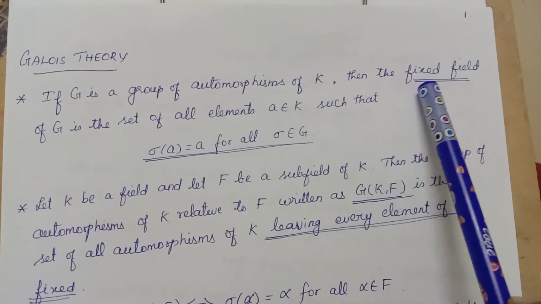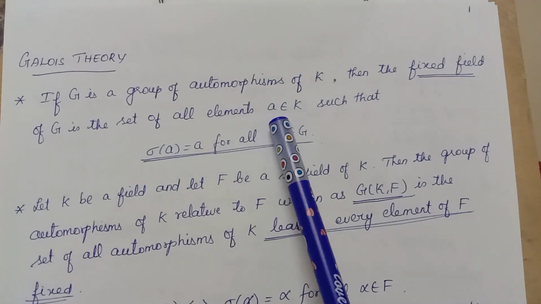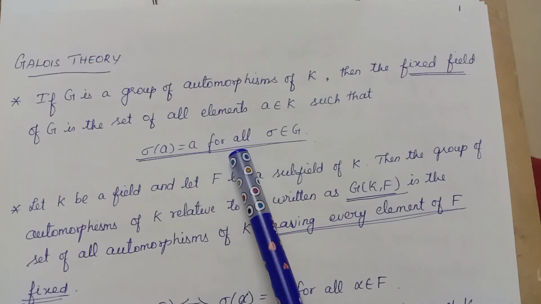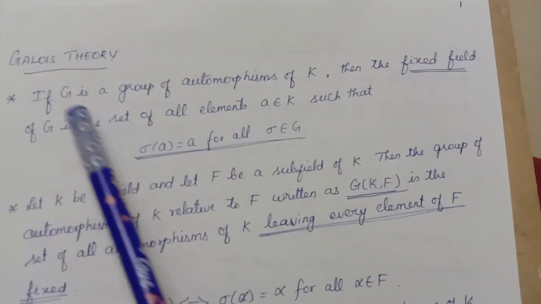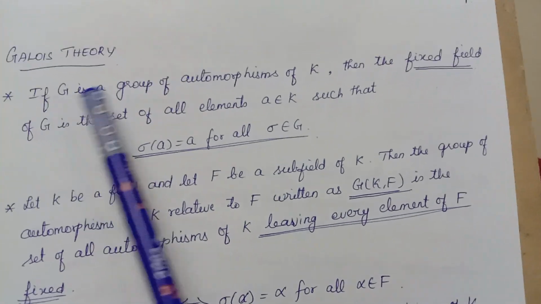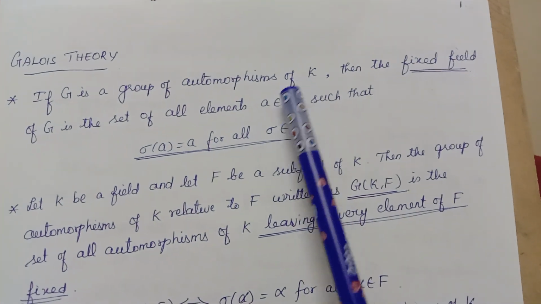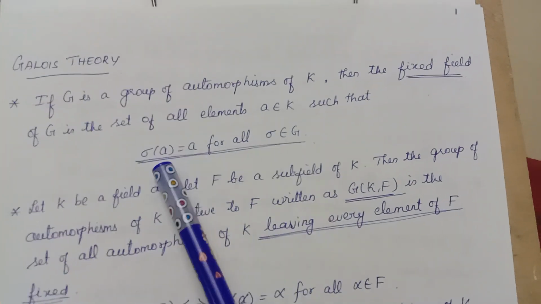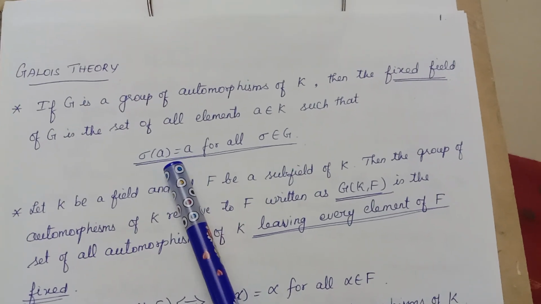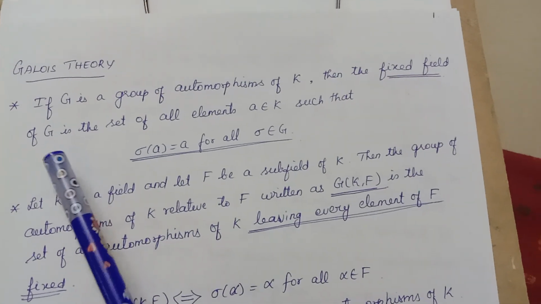Then what do we mean by the fixed field of G? The fixed field means the set of all elements A of the field K for which sigma of A equals A for all sigma belonging to G. Here sigma denotes an automorphism of K onto itself. So whatever automorphism you take, for all the automorphisms the element is fixed, sigma of A equals A. Then the collection of all such elements A is called the fixed field of G.